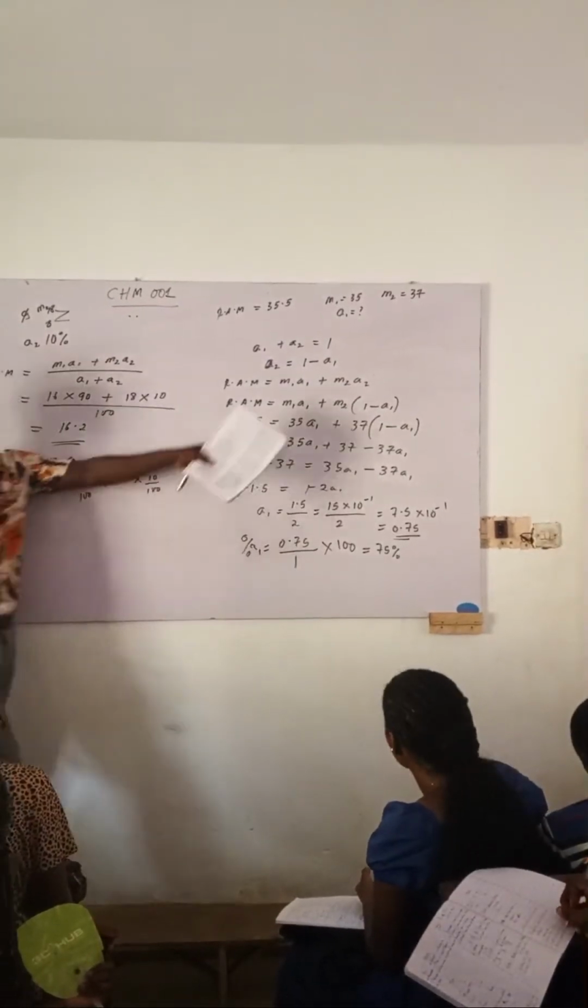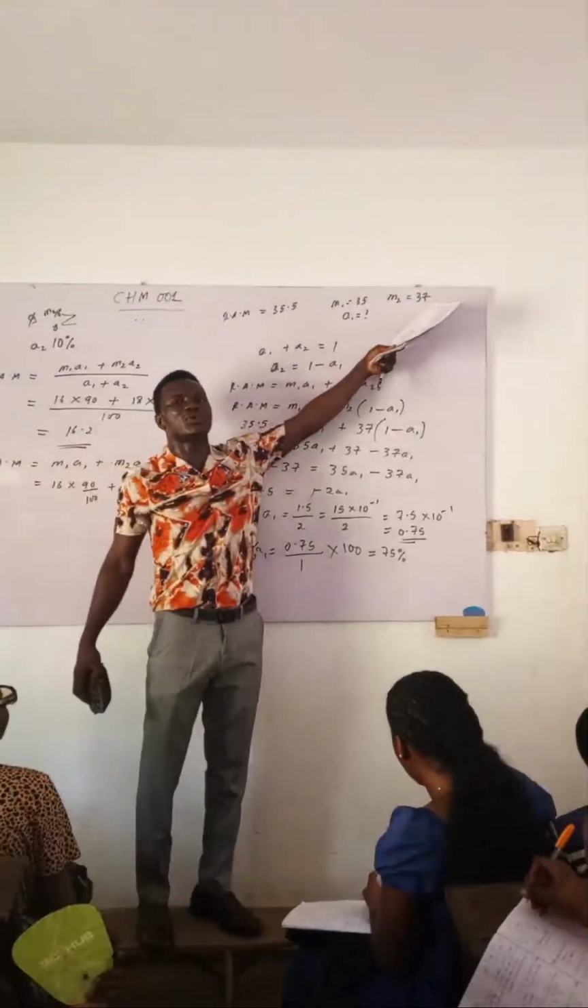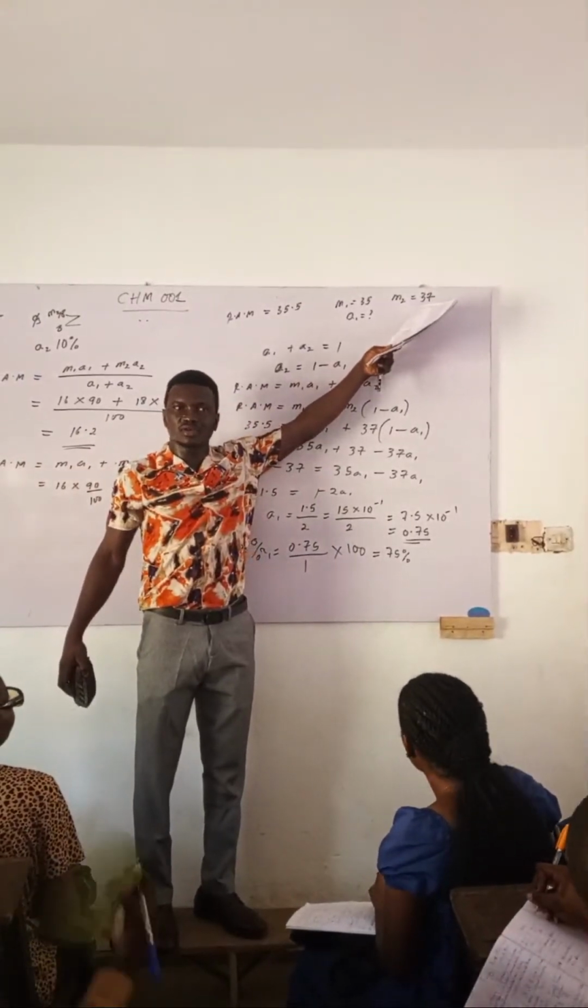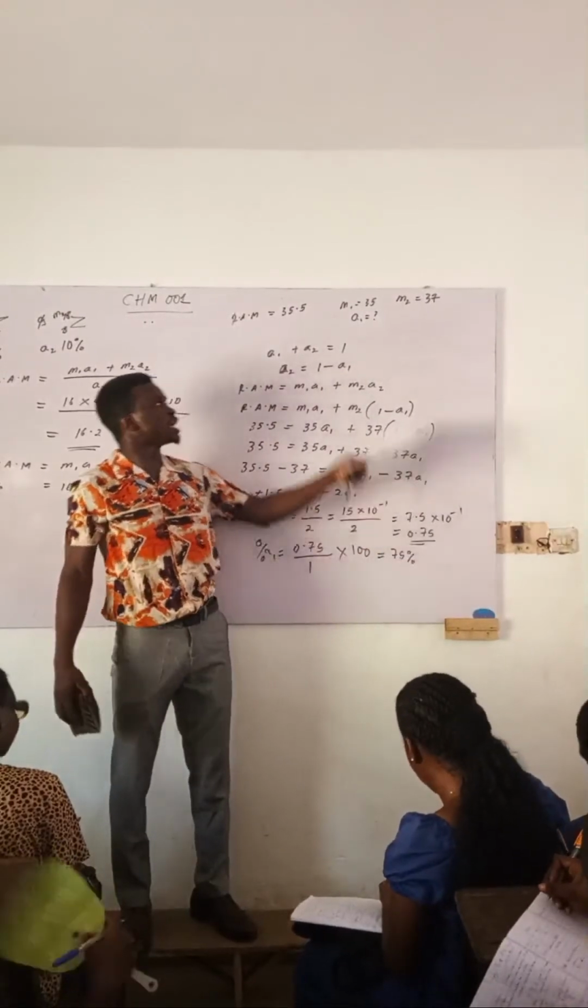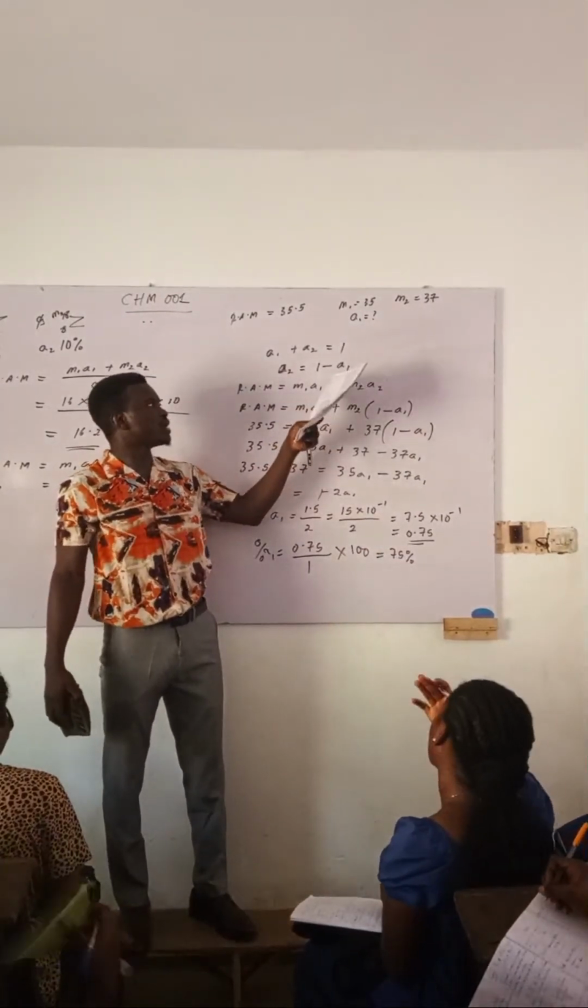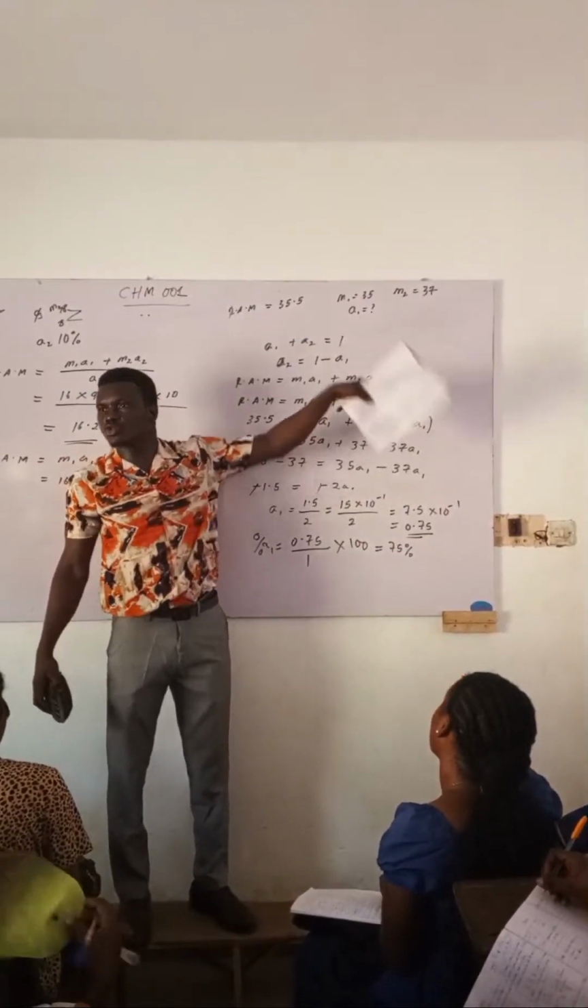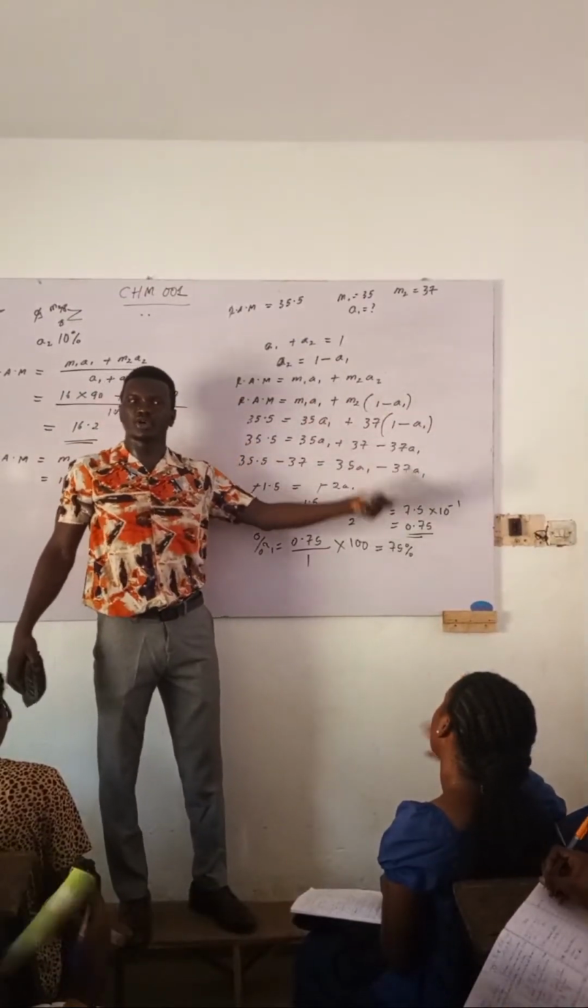But here now, imagine that the question says that we should calculate the abundance of that of 37. After we have gotten A1 to be 0.75, we will now bring it here. Then that will be 1 minus 0.75, then that will give you A2. That's how you solve for A2.